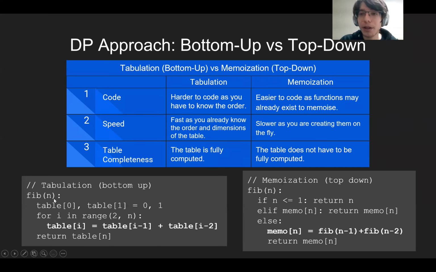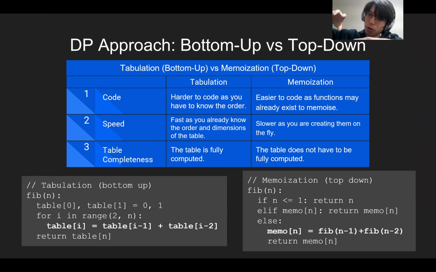So let's see the tabulation approach for Fibonacci. Specifically, for Fibonacci of n, we set table of 0 and table of 1 to 0 and 1 respectively, and then we go from 2 up to n and fill everything. That way, at each point in time, I can look back and I already know that the smaller subproblem is already computed. I don't have to recompute it because I'm starting from the bottom, from 0 and 1.